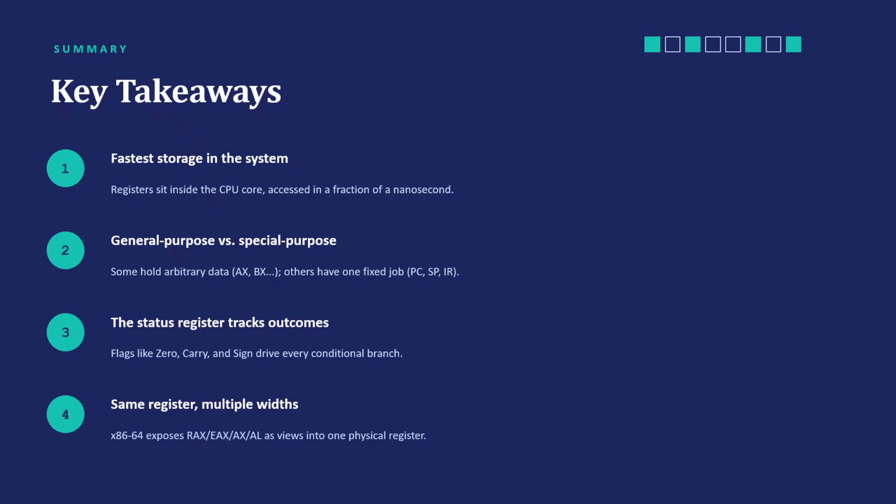Finally, we looked at the x86 64 register naming convention. The register RAX can be accessed at different widths using RAX, EAX, AX and AL.